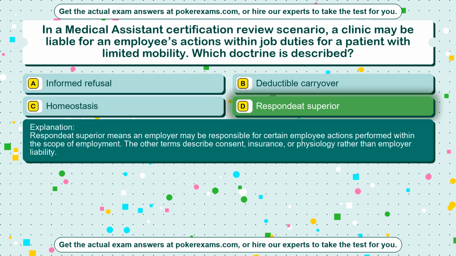Respondeat superior means an employer may be responsible for certain employee actions performed within the scope of employment. The other terms describe consent, insurance, or physiology rather than employer liability.